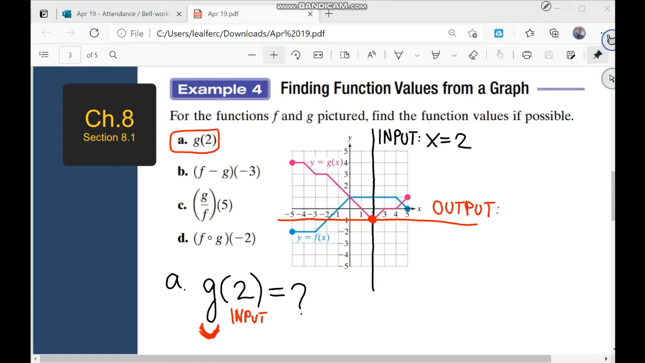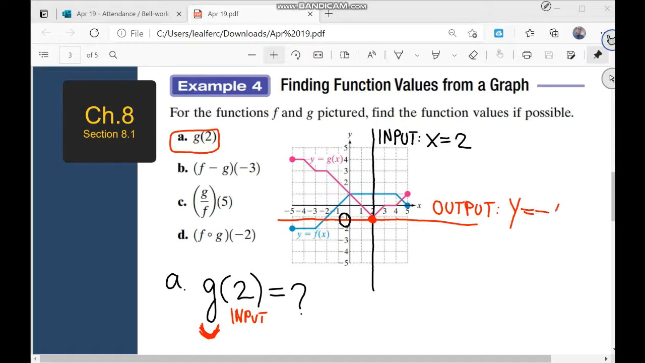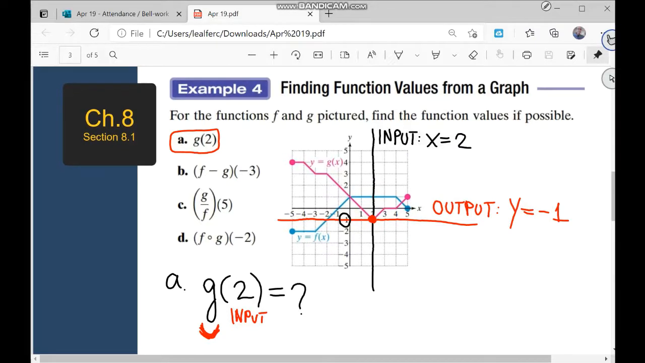And the output is y equals, and check here, y equals -1. This is the output. Oops, let me just fix this. Yeah, this is the output. So the answer is going to be the output, y equals -1. The answer is the output.